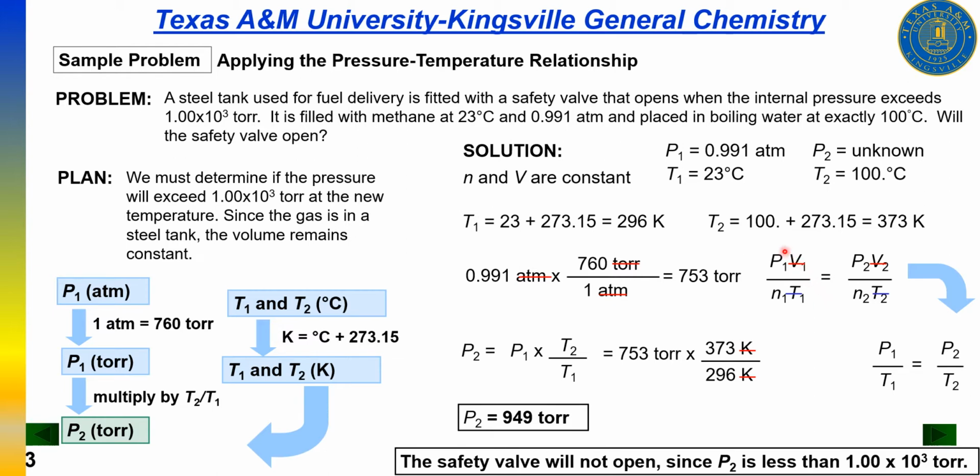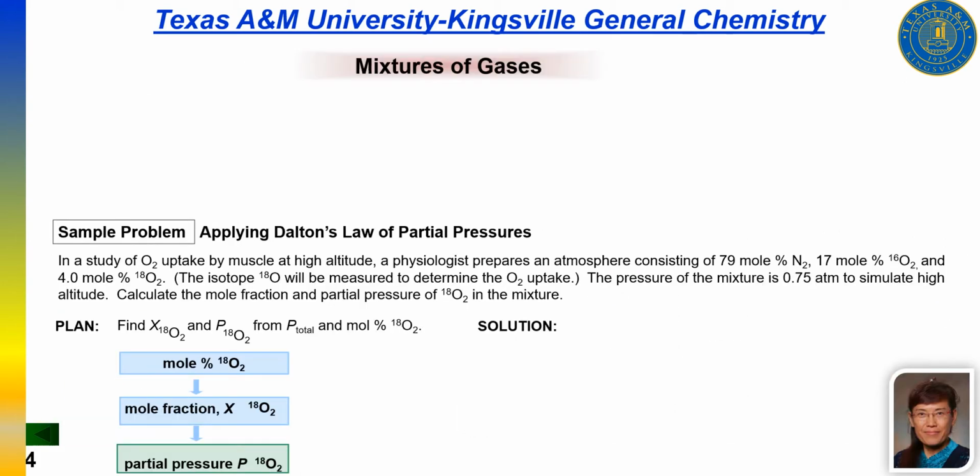So you cross out the same quantity, V1, V2, and n1, n2. So you have P1 over T1 equals P2 over T2. Your P2 can be calculated by using P1 times T2 over T1. So therefore, you calculate the new pressure. My calculation is 949 torr. You are going to do the comparison. Because this value is smaller than 1,000 torr, your safety valve will not open. That's your first question about the pressure-temperature relationship.